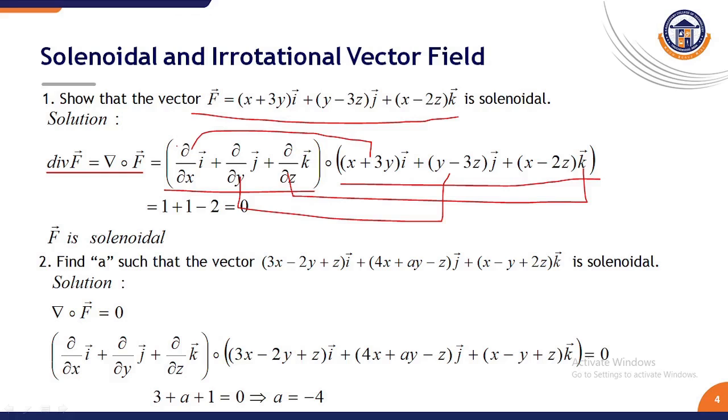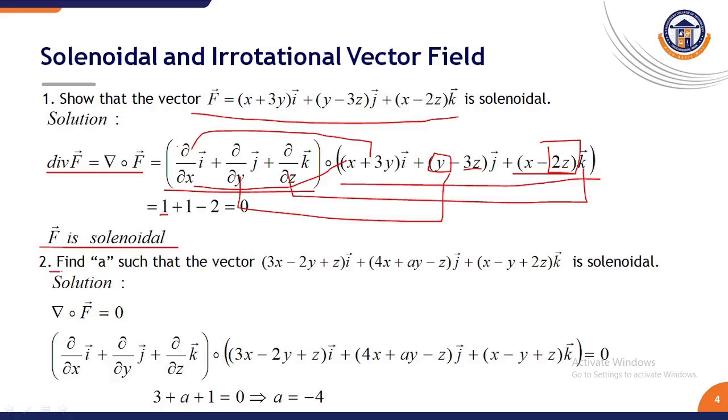Now the i into i form, dou by dou x of x plus 3y. So differentiation of x plus 3y with respect to x is 1. For the second component, dou by dou y of y, differentiation of y equal to 1 while differentiating with respect to y. Minus 3z is a constant, so its corresponding differentiation is 0. For the third term, dou by dou z of x minus 2z, that is differentiation of 2z, which is 2. So 1 plus 1 minus 2 equal to 0. That means the given F vector is solenoidal.